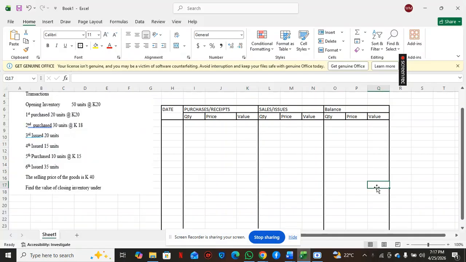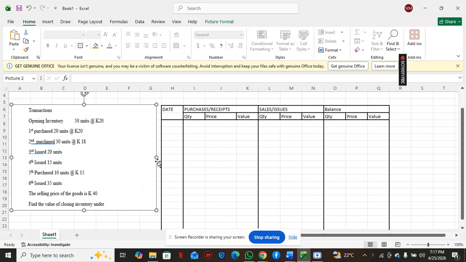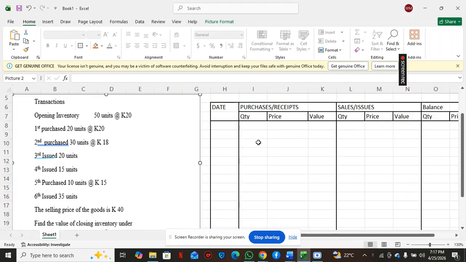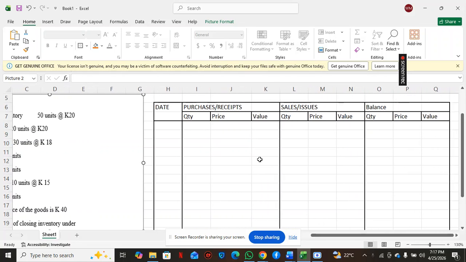Yes, so we're looking at the last in, first out method of inventory valuation. So I have this question here. We've been given transactions, and we have to put these transactions in the store's ledger. The first one is our opening inventory, 50 units valued at 20 kwacha. So here on date, we put opening inventory.